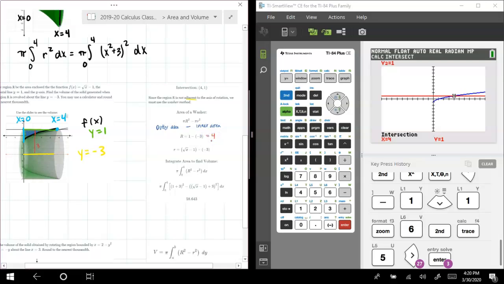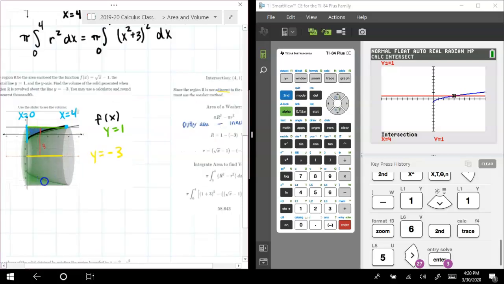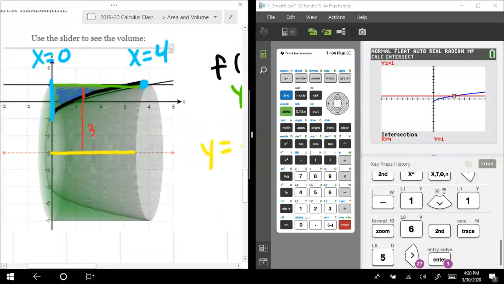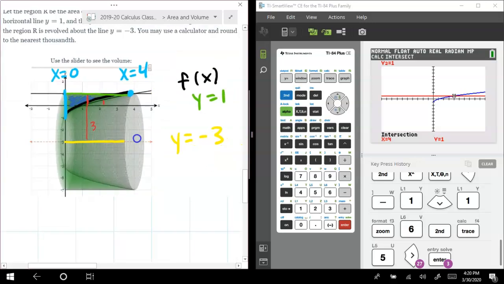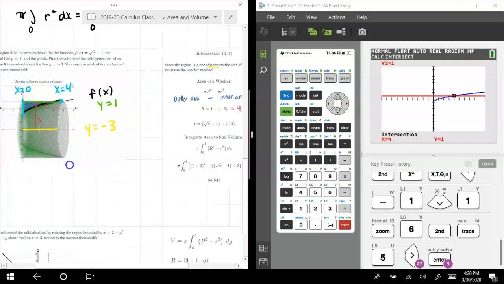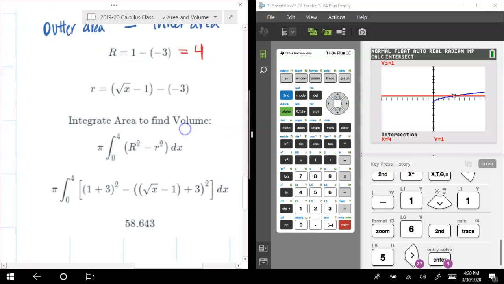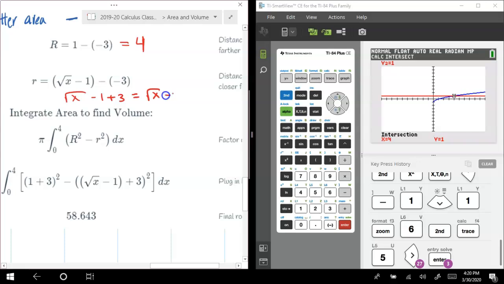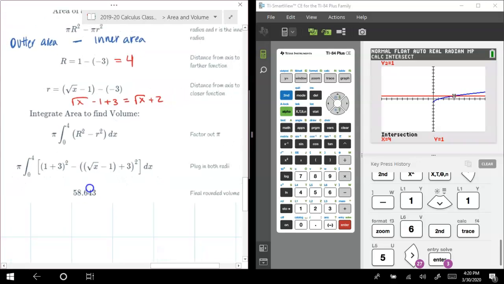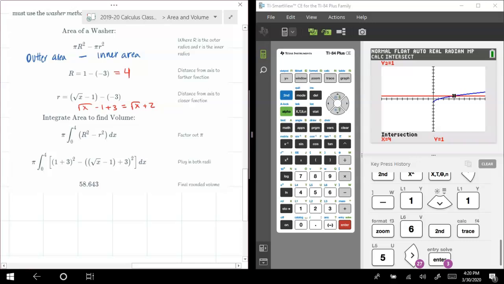And the inner radius will be the same 3, but now we're going to go up to f of x. So it's going to be 3 plus f of x, or f of x minus -3. F of x minus 3 minus -3 leaves us with root x plus 2. So to find the volume, we integrate the area.